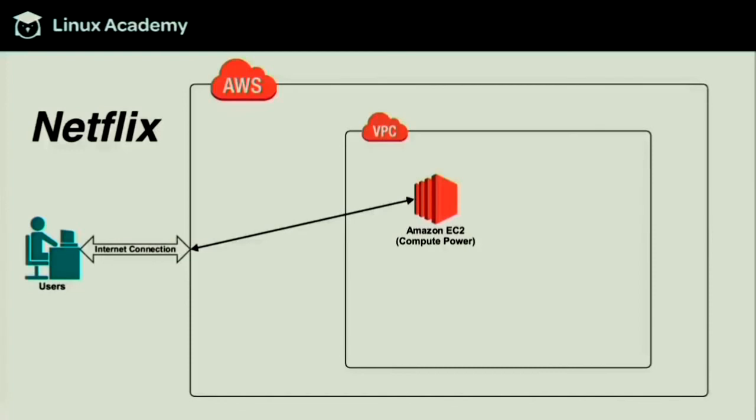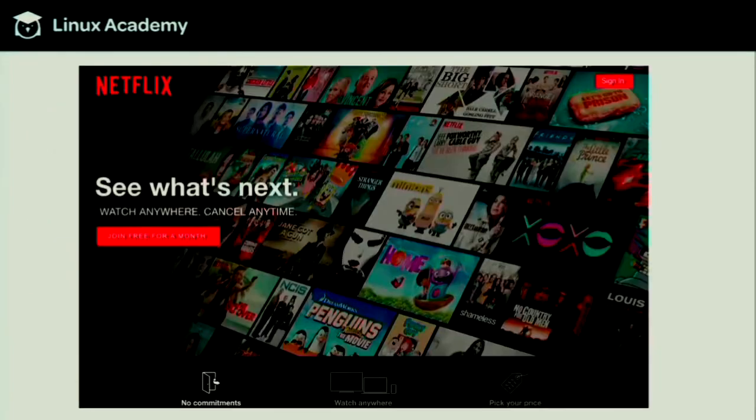So now, how does Netflix specifically use EC2? So when you go to www.netflix.com, you come to their homepage, and you would see something that looks exactly like this. So in essence, what the Amazon EC2 instance is doing is it's acting as a server or a web hosting server.